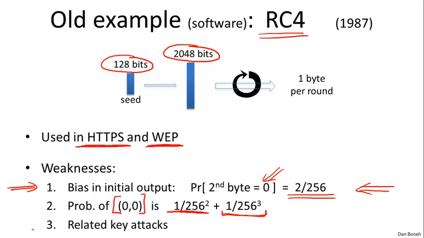And then in the last segment, we talked about related key attacks that were used to attack WEP that basically say that if one uses keys that are closely related to one another, then it's actually possible to recover the root key. So these are the weaknesses that are known about RC4, and as a result, it's recommended that new systems actually not use RC4 and instead use a modern pseudorandom generator.